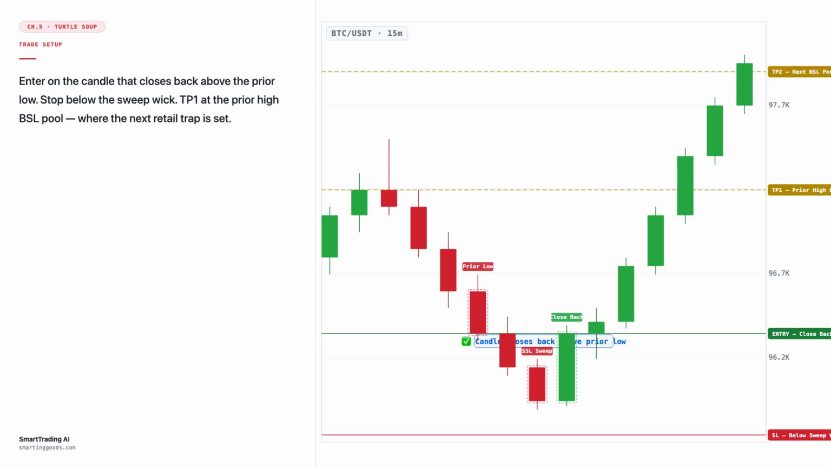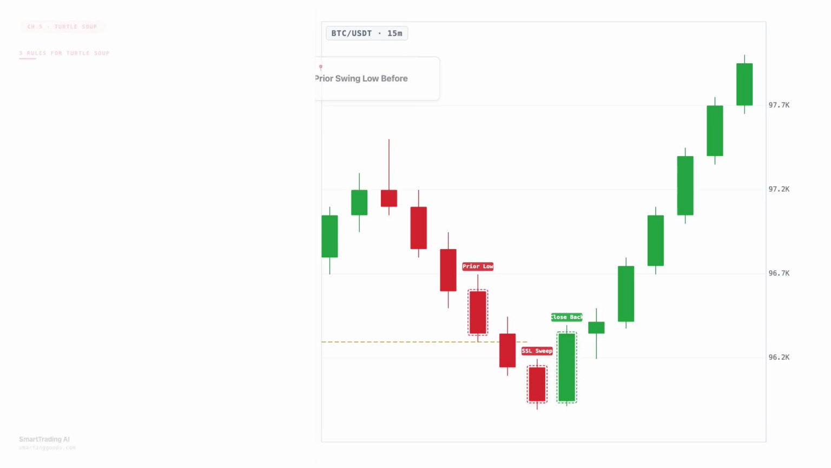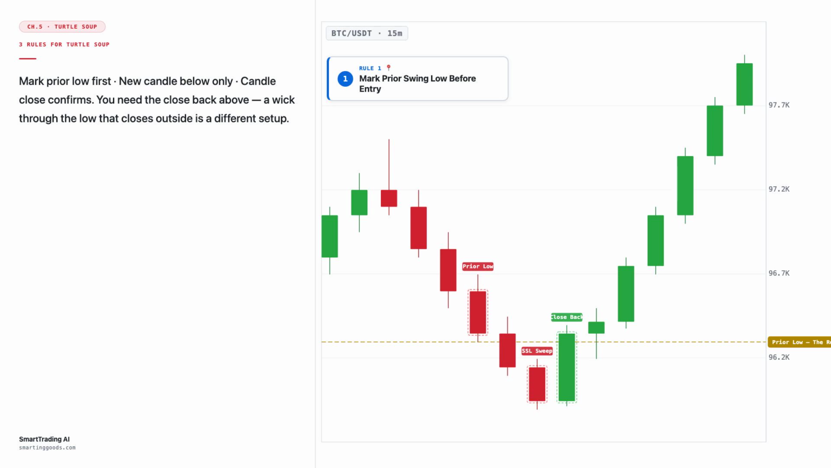3 rules for a clean turtle soup. 1. Prior low must be obvious and clean. The more obvious the level, the more stop orders sitting there, the bigger the snapback. 2. Sweep candle must close back above the prior low. A wick below is not enough on its own. You need the candle body to reject the break.